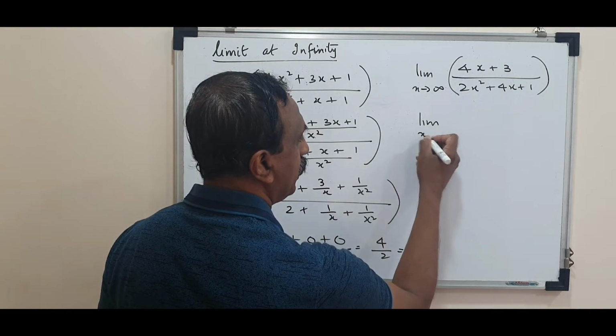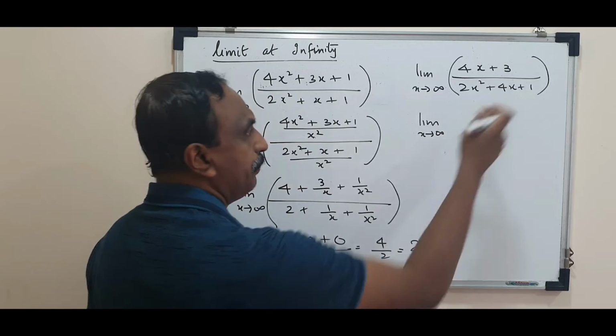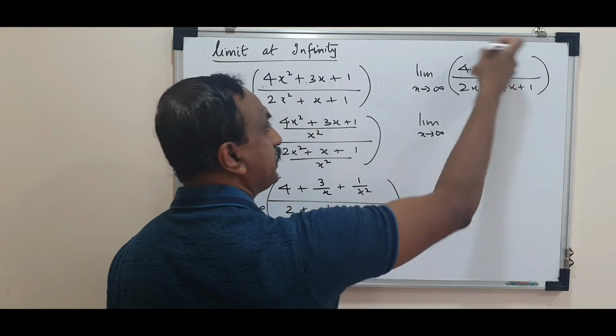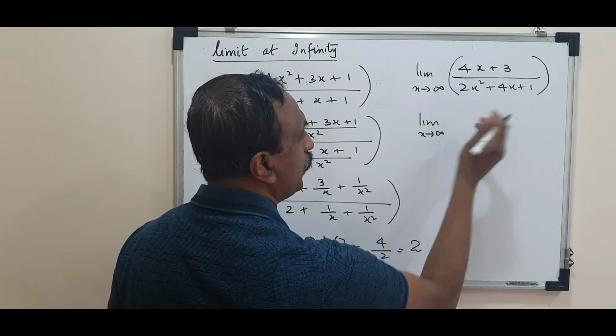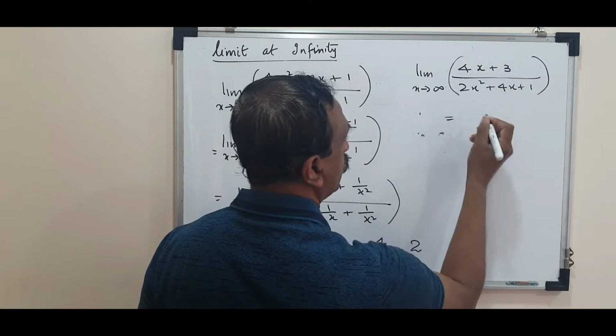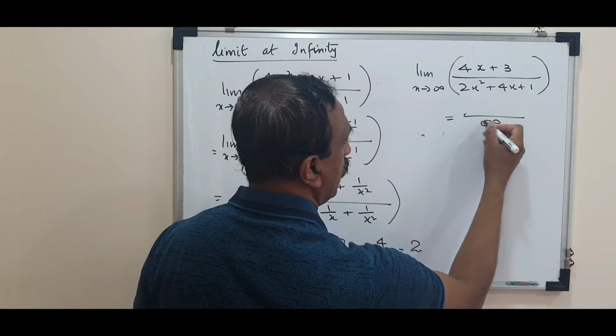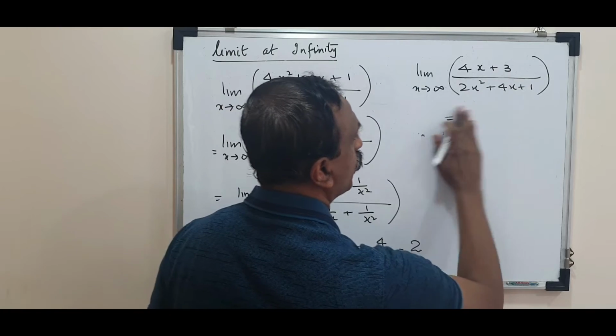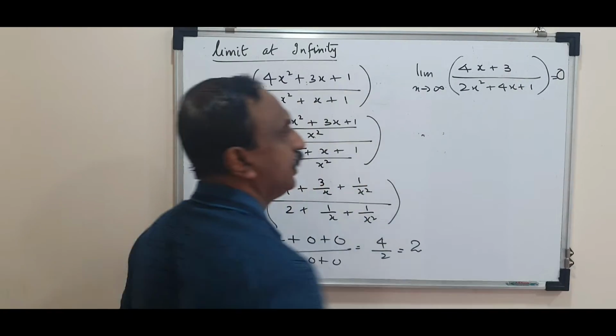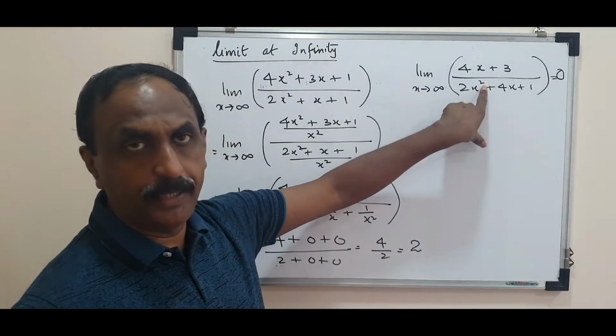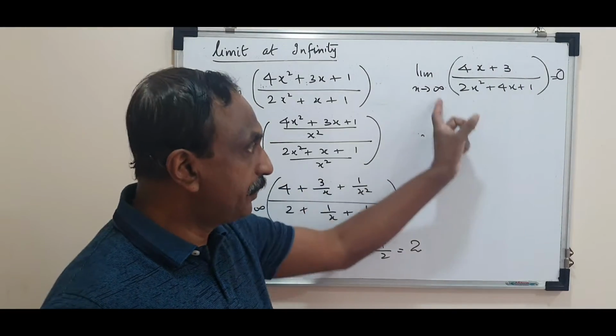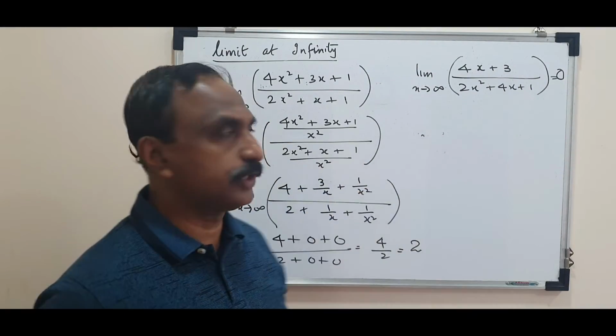This will become the limit as x tends to infinity. Because the denominator is much larger than the numerator, the denominator becomes larger and the numerator is smaller, so your answer will be 0. If the degree of the denominator is greater, the denominator becomes very large, hence the answer will become 0.